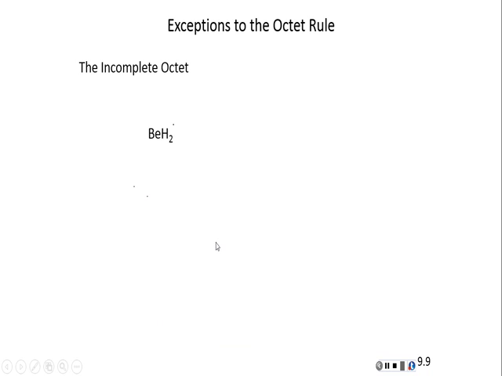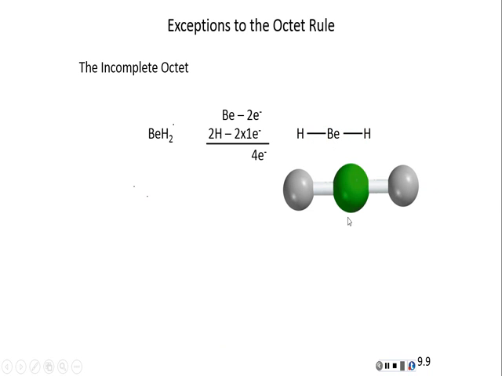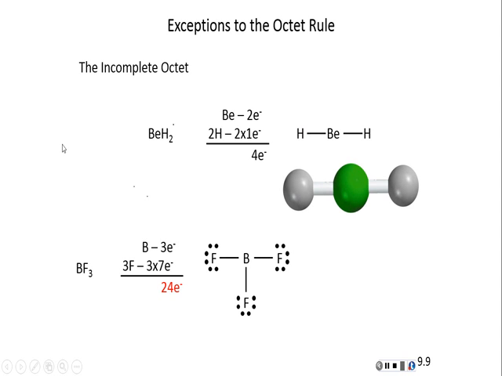BeH2, beryllium hydride, doesn't have an octet at all. Beryllium, remember, if you look at the periodic table, just has 2 valence electrons. So this is its structure. Here's our 2 covalent bonds. And this is what the molecule would look like if you use models. BF3, boron, has only 3 valence electrons. And you see how it would be arranged like this. So boron cannot form any double bonds. And we get 24 total electrons.